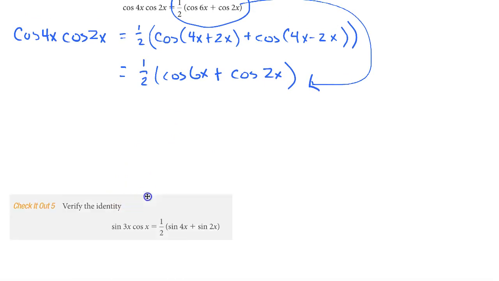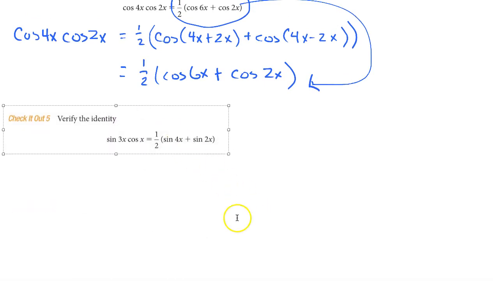All right, so take a look at this. You've got sine of 3x cosine x equals the right side. And so what I would do is I would just start with the left side and use the product to sum identities, and see if it ends up being the right side. And I'm going to have you pause right now and then come back and see if you are correct.